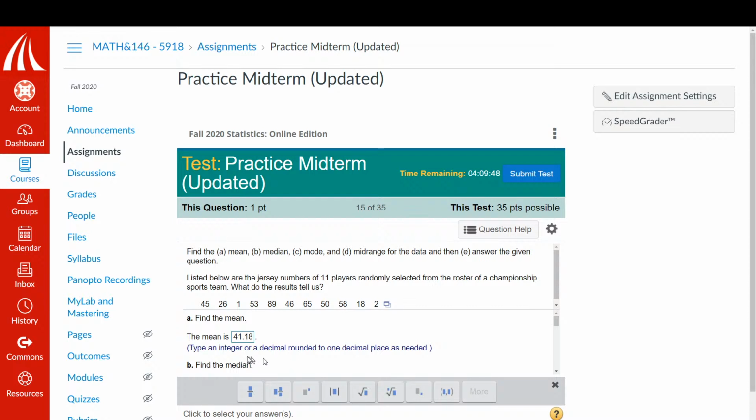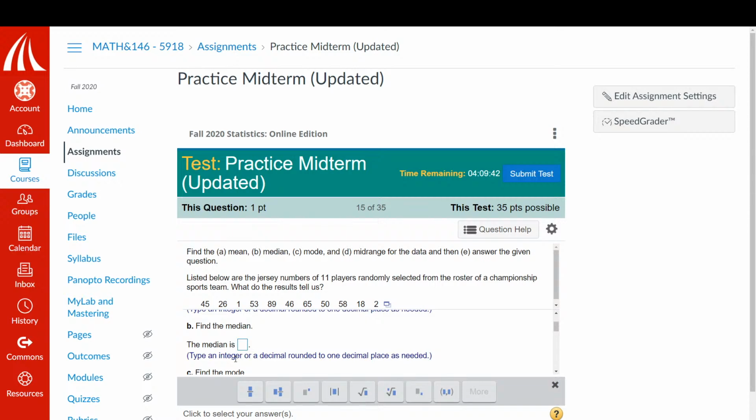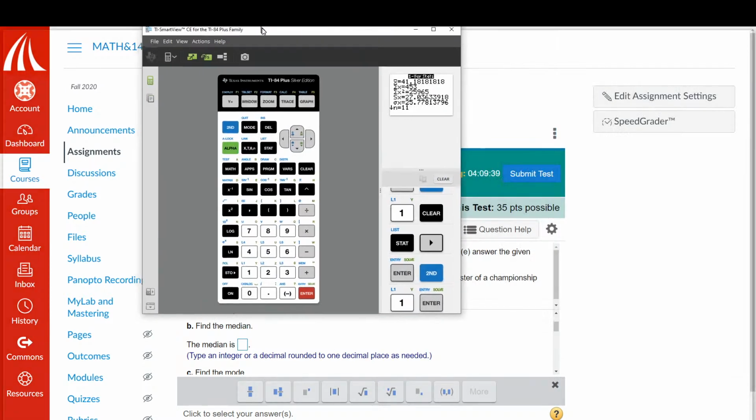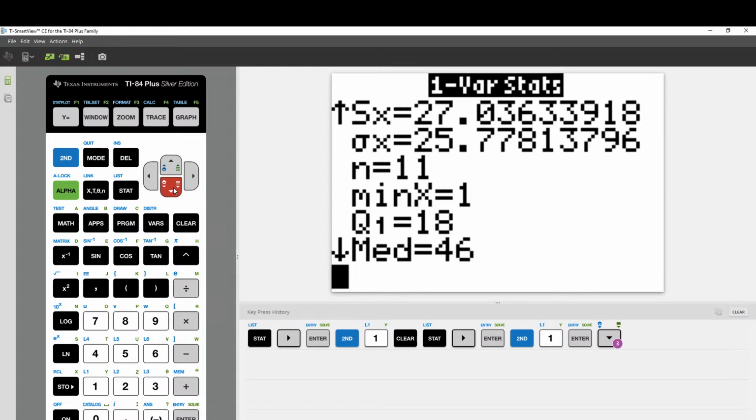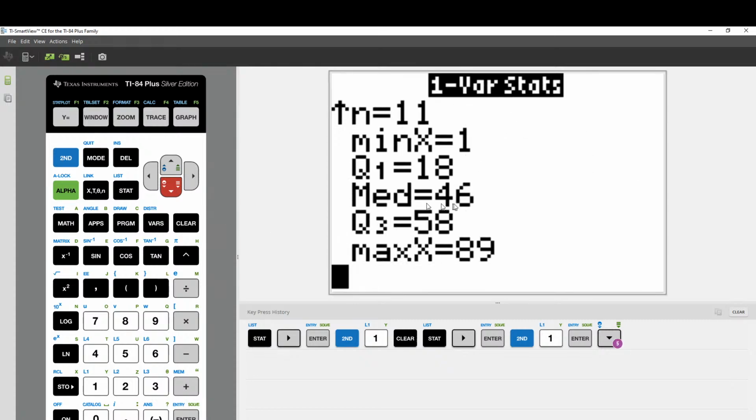They want me to round it to just one decimal place, so I'm going to put 41.2. What about the median? Well, if you scroll down, they actually gave me the median. It's the MED.